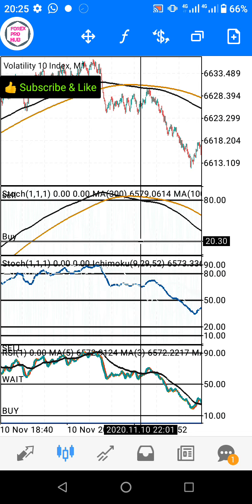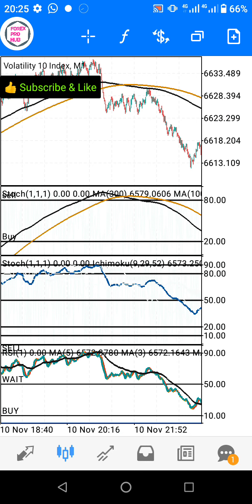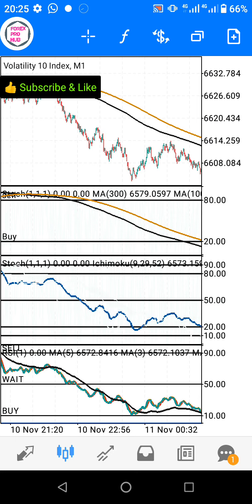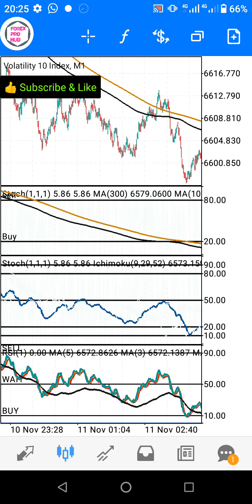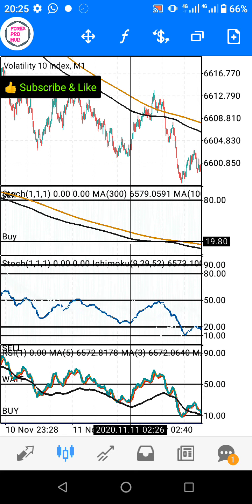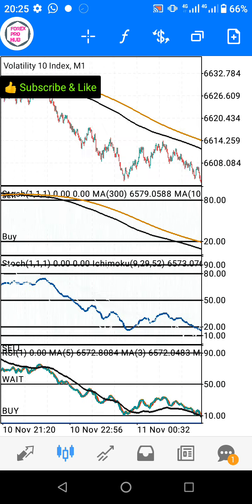If you pick a sell entry from here, if you sell from here, look at what would have happened. You have been in profit up to when it touches this. Remember, when it touches this line, you need to exit. Look at what happened here. When it touches here, you need to go out of the market and you'll be in profit.